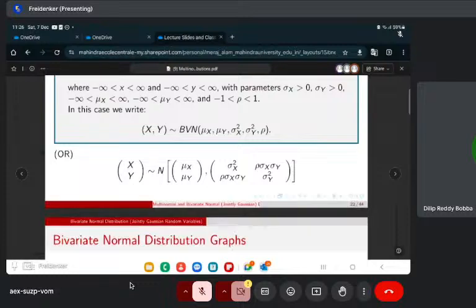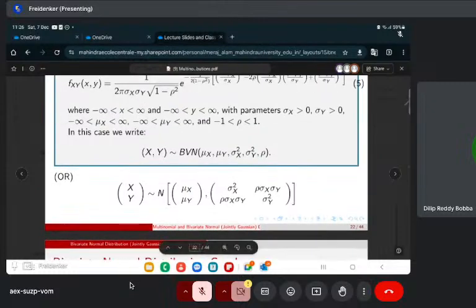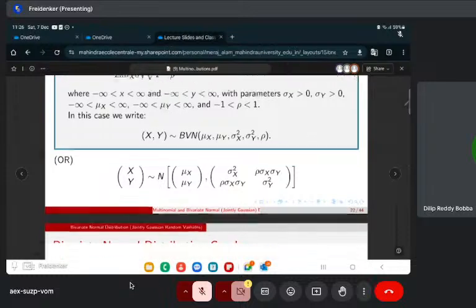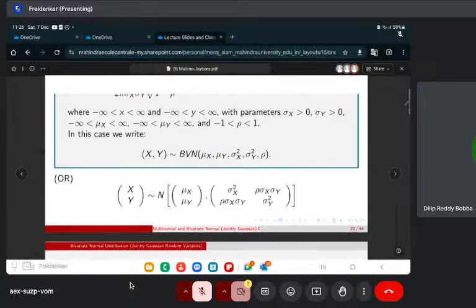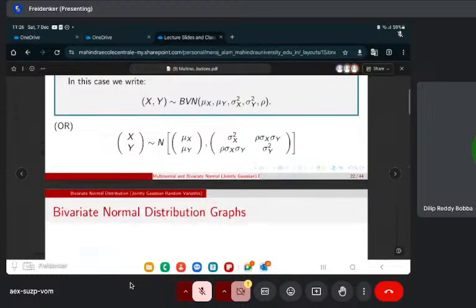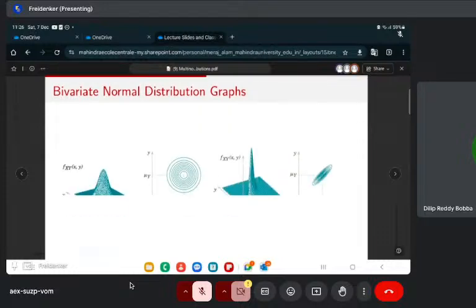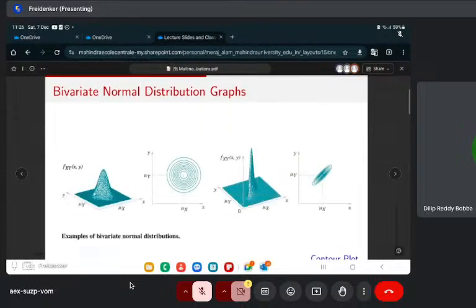Okay, another way of writing this. I might not know how to use this. If you take the determinant of this, what will you get? Let's not get into the second part. We know there are five parameters: mu x, mu y, sigma square x, sigma square y, and rho. Rho is the correlation coefficient of x and y. Since it is a function of two variables, the graph will take this 3D form.